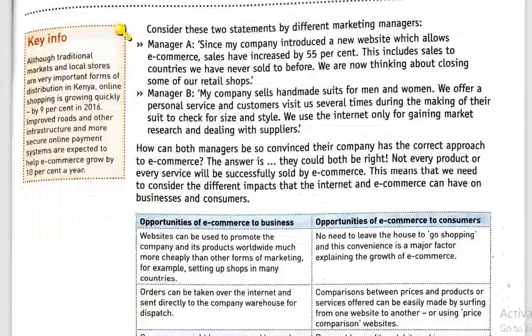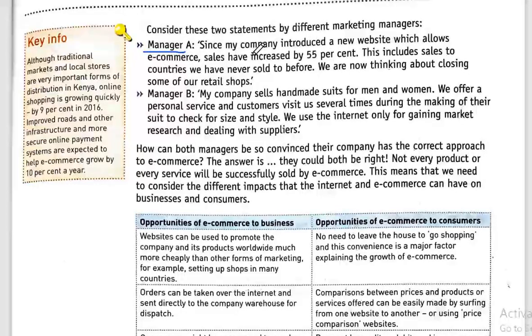Over here, we have two statements by different marketing managers. Manager A: since my company introduced a new website which allows e-commerce, sales have increased by 55%. This includes sales to countries we have never sold to before. We are now thinking about closing some of our retail shops.